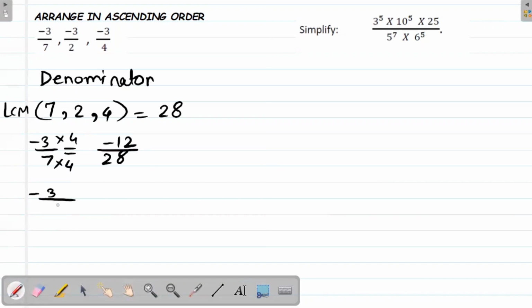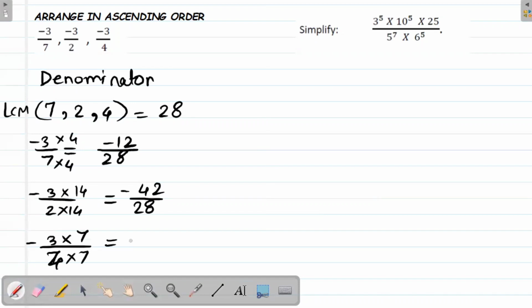The same for minus 3 upon 2. If I multiply by 14, then my denominator will become 28, and if I multiply 14 in the denominator, the same I have to do in the numerator also. Now the last one, that is minus 3 upon 4. 4 sevens are 28, so 3 multiplied by 7 gives you minus 21 upon 28.